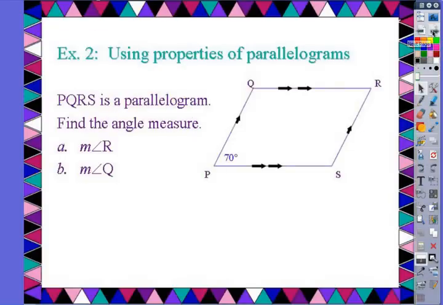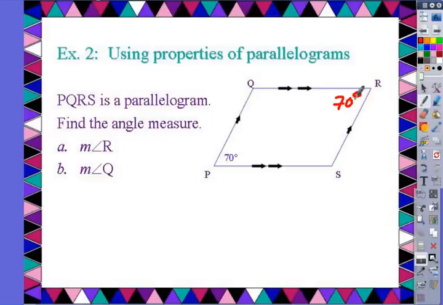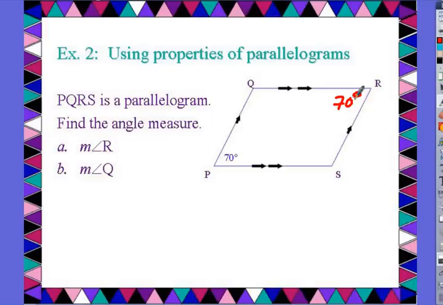What about this one? PQRS is a parallelogram. So if we're told that the measure of angle P is 70, we really could find all the other angles. What would the measure of angle R be? 70, because they're congruent. Good, so let's fill these in. And what about the measure of angle Q? 110, because we know these have to add to 180, right? So 180 minus 70 would be 110. If we wanted to, we could fill that one in too. Okay?